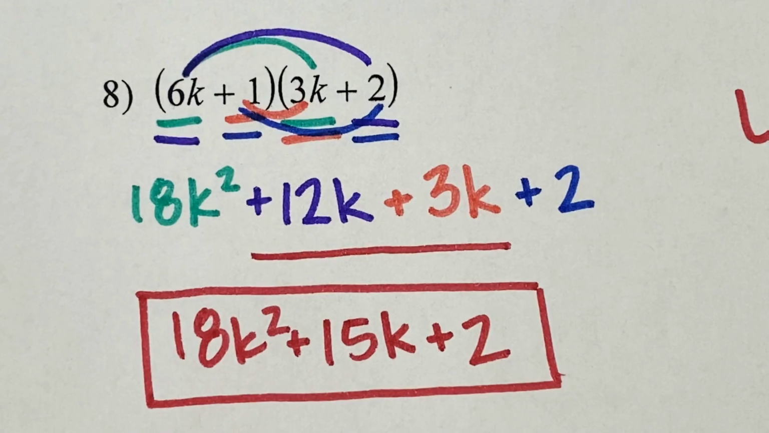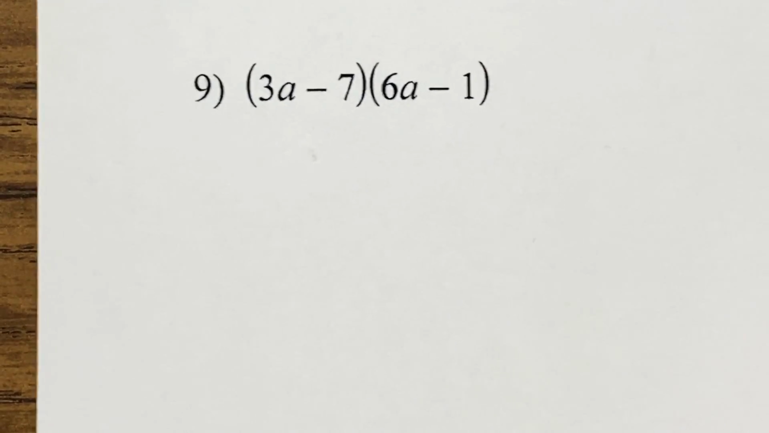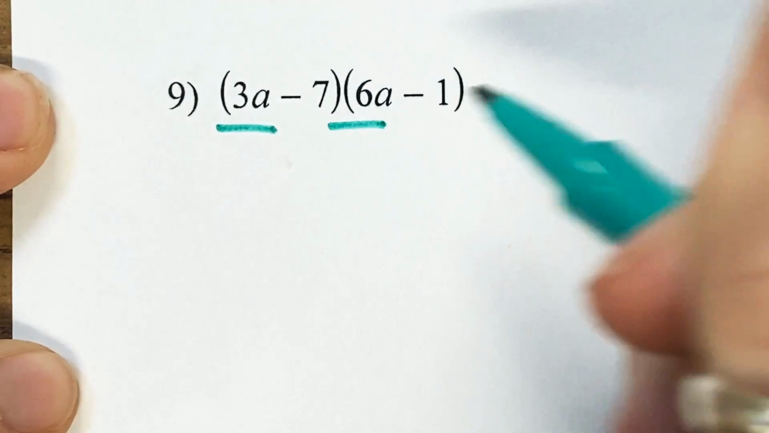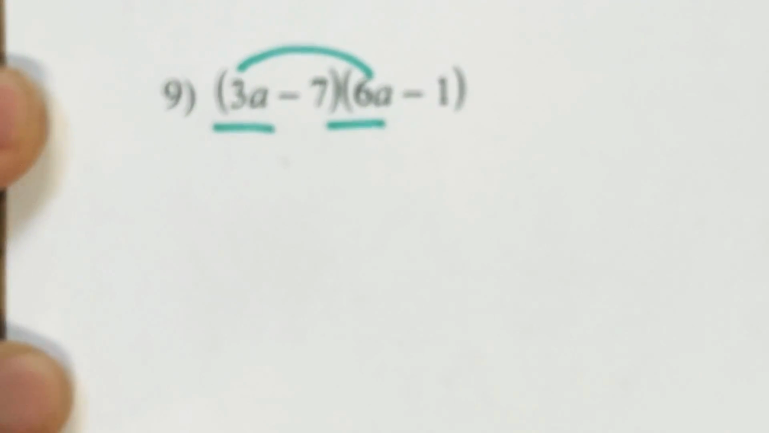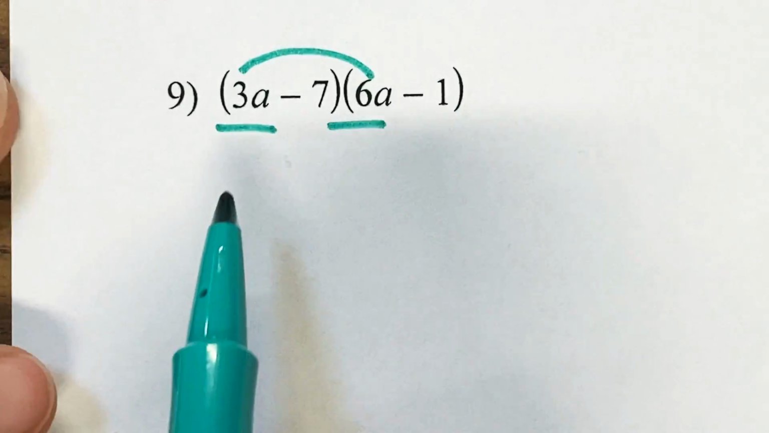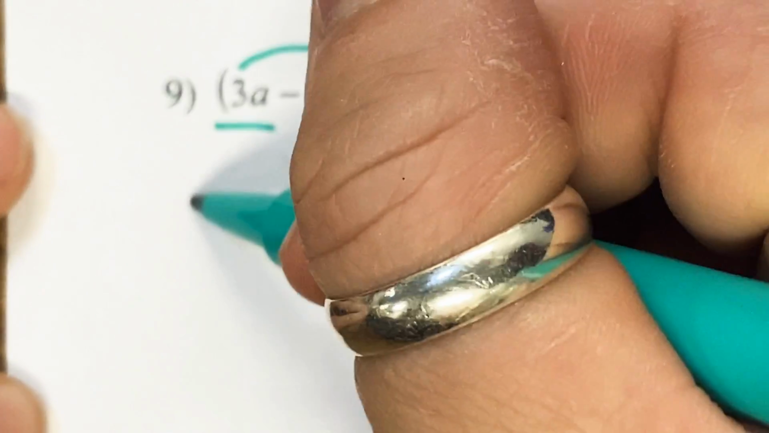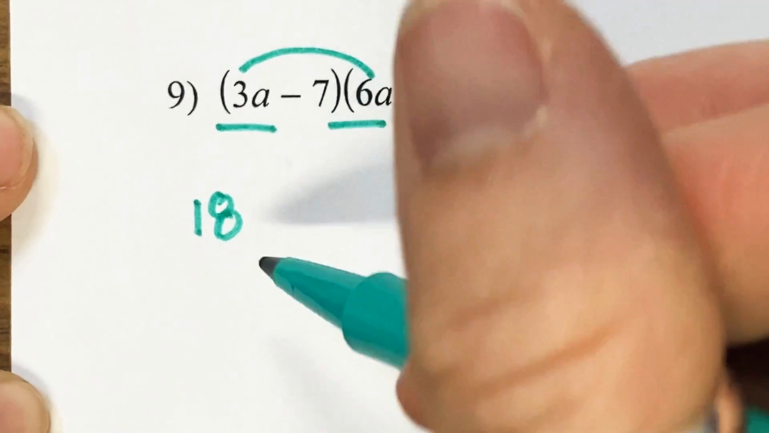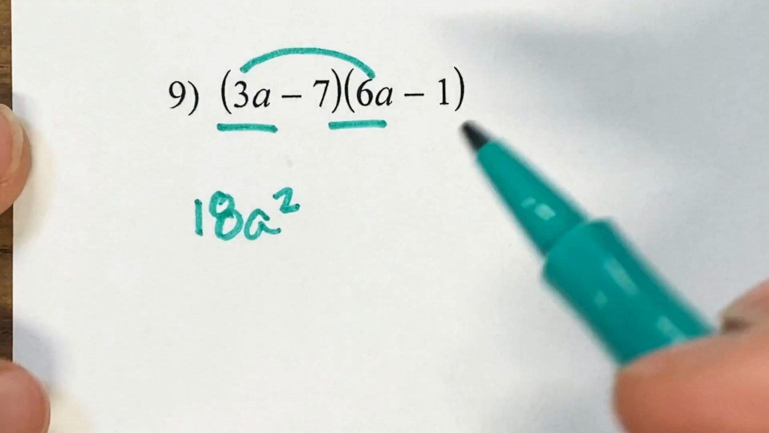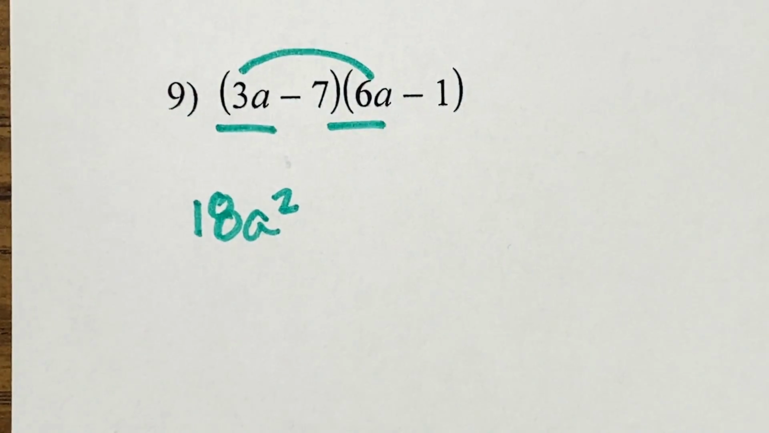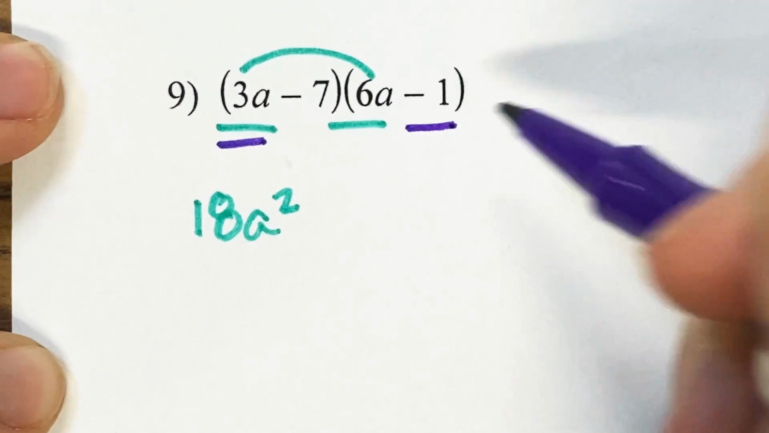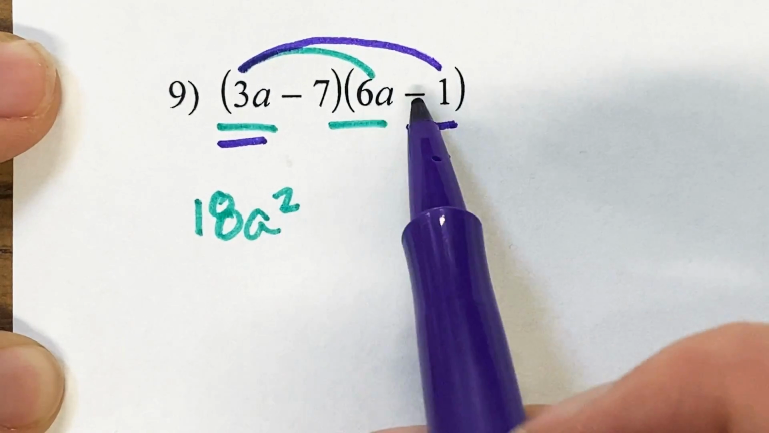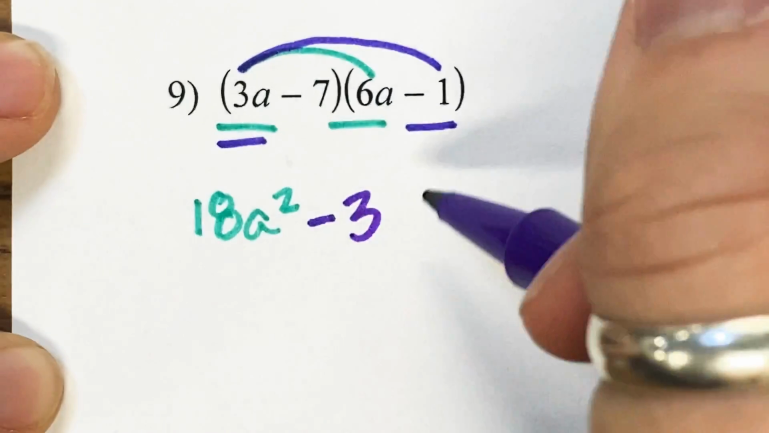Beautiful. Okay, 2 more examples. F in FOIL stands for first. Okay, first term, 3a times 6a. What is 3 times 6? It's going to give me 18. How many a's do I have being multiplied? 2, so a squared. Okay, my O in FOIL stands for outside, so 3a and negative 1. So 3a times negative 1. 3 times negative 1 is negative 3 with the 1a.